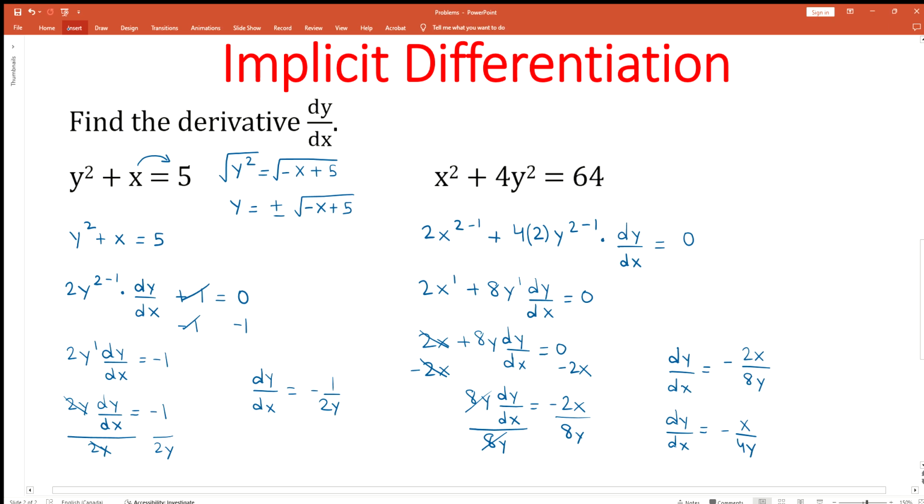So these are the steps you have to keep in mind to use implicit differentiation for equations like these.